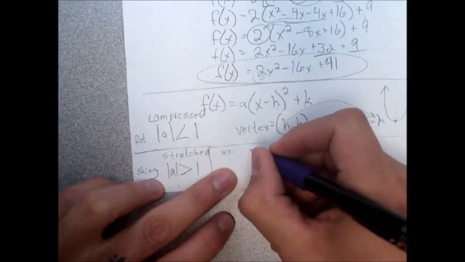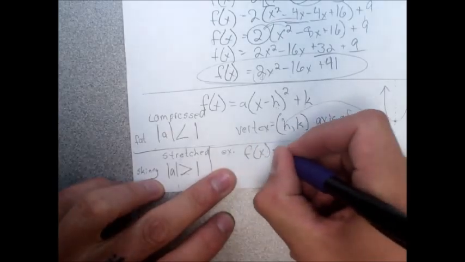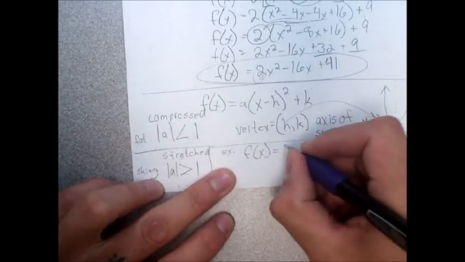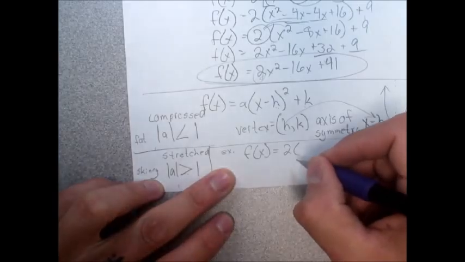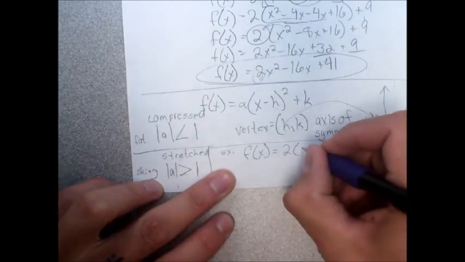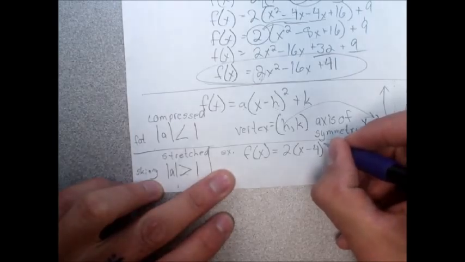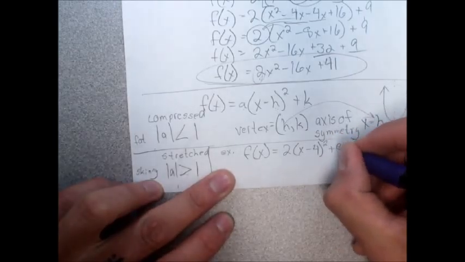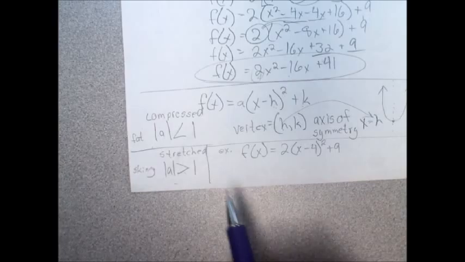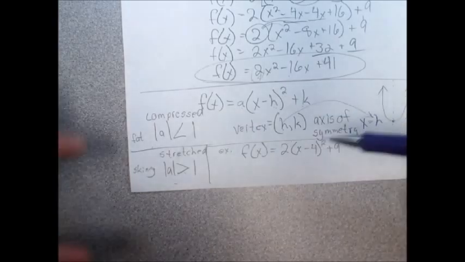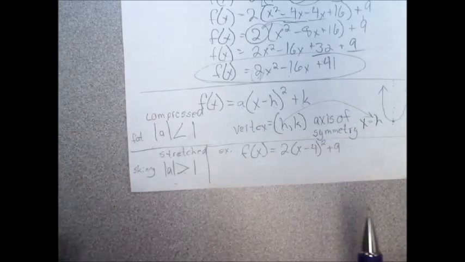It is f of x equals 2 open parentheses. I should just use their example. I'll use their example. x minus 4 close parentheses squared plus 9. So this is from the parent function. I can gather all of the information that I need.